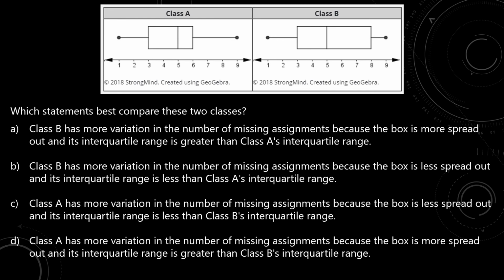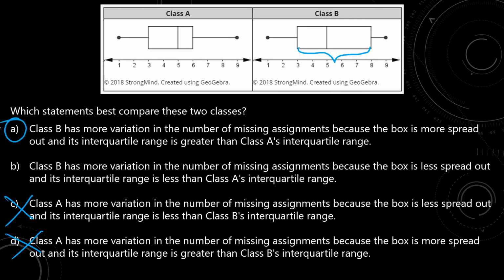Which statement best compares these two classes? All right, let's see. So it looks like we're talking about variation. So straight off the bat, I'm looking at class B having more variation because this box part is larger than class A. So I'm not going to say class A has more variation. I'm looking at class B because that box in the center is bigger. And let's see why. So class B has more variation in missing assignments because the box is more spread out.